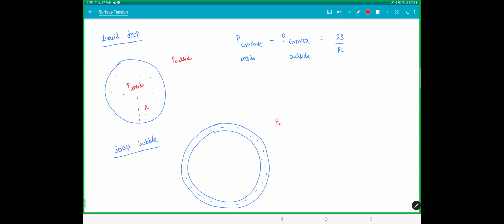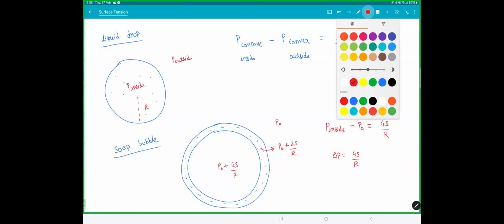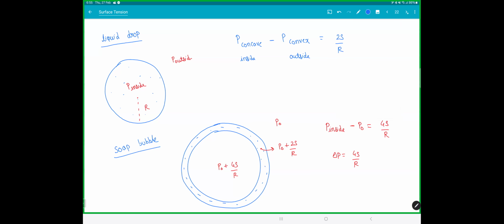If here the pressure is P naught, here the pressure will be P naught plus 2s by r inside the soap solution. Here the pressure will be P naught plus 4s by r. So for every surface, the pressure increases by 2s by r. So P inside minus P naught will be 4s by r. Have a look at this. A liquid drop has only one surface, whereas a soap film has two surfaces, so the pressure doubles.